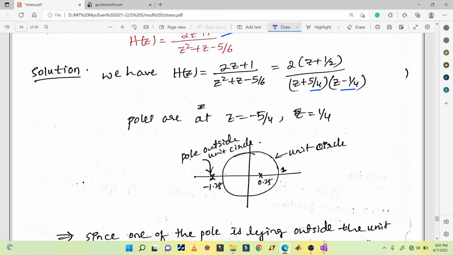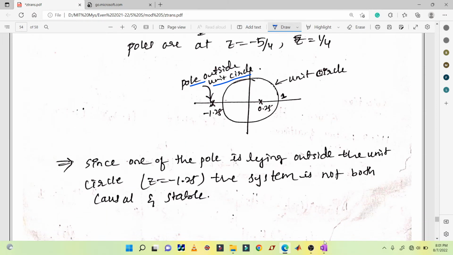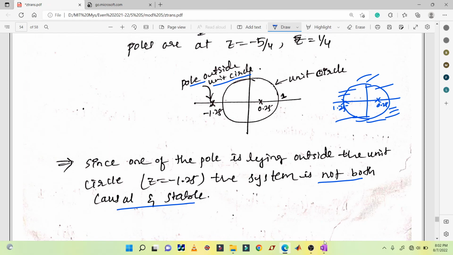You can see this pole is outside the unit circle, whereas this is inside. So it is not stable. That's why it is not both causal and stable. It can be causal because we can draw a circle at 1.25, and we can show that the ROC is outside the outermost pole 1.25. This will become causal only, not causal and stable both.